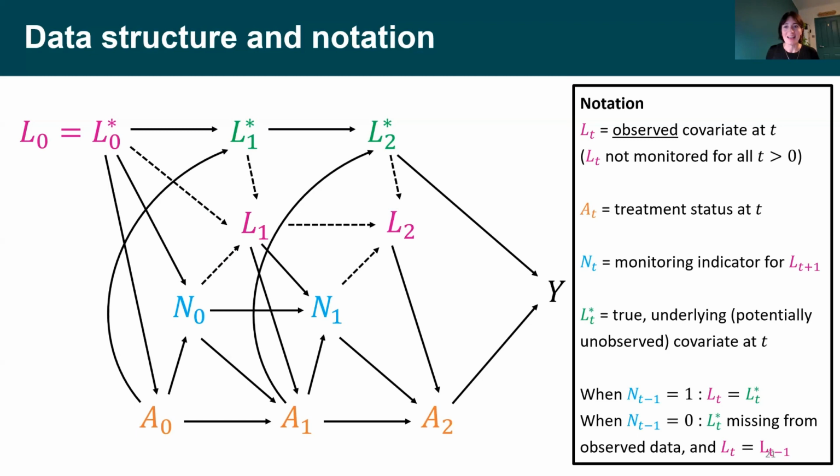And then finally, the dashed arrows represent deterministic relationships. So for example, L1 is equal to L1 star if N0 is equal to 1, so if the decision was made to monitor the patient at the next time point. And otherwise, L1 is equal to L0, because any treatment decisions at time 1 will be made based on the last observed value of L.